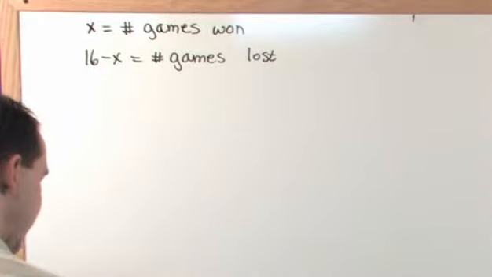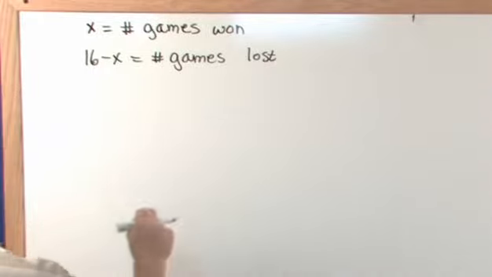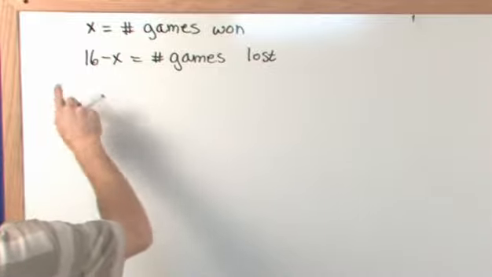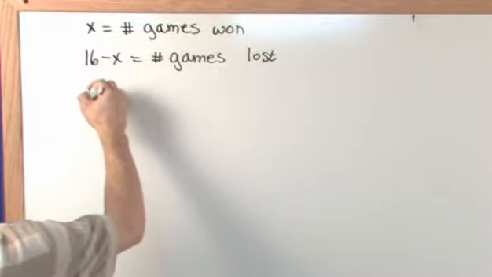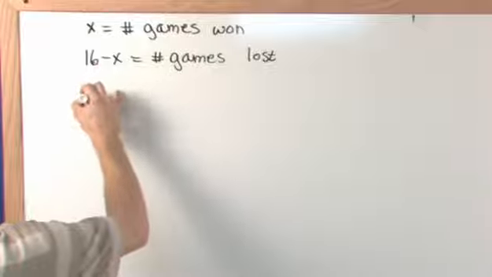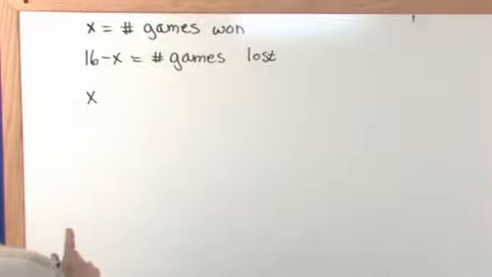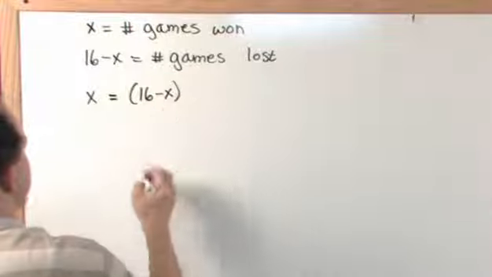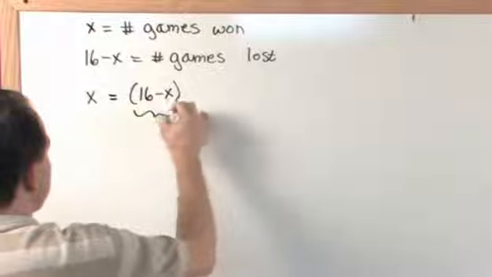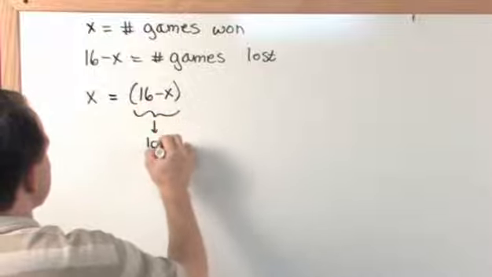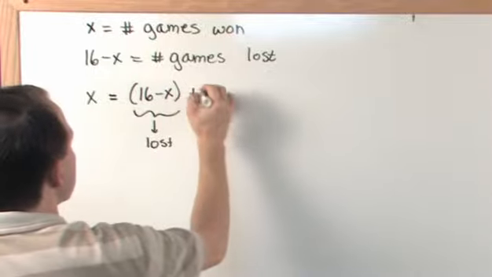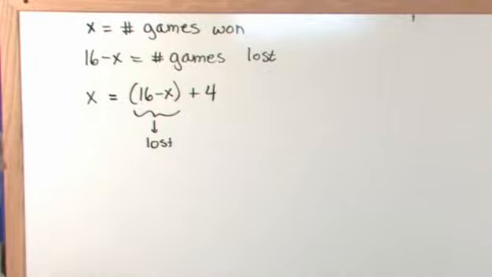And the reason we're doing that is because, continue reading the problem. Football team played 16 games. They won 4 more games than they lost. Okay? That's important. I'm translating that second part of the sentence. They won 4 more games than they lost. This is how many they lost. We've already figured this out. We're saying that they won 4 more than they lost, and that's why we needed to do that.